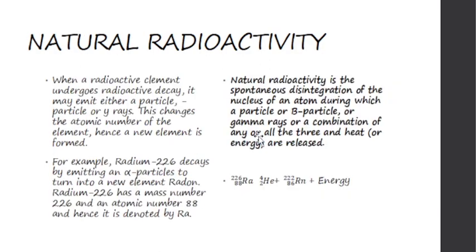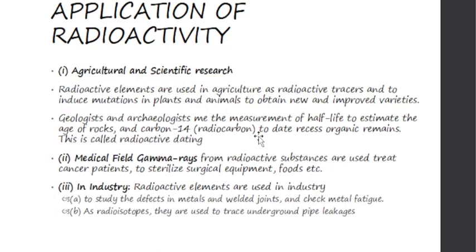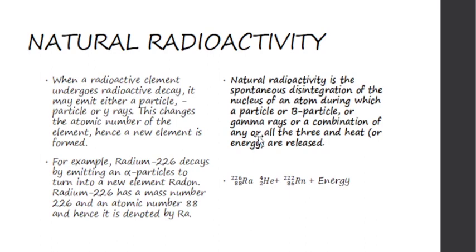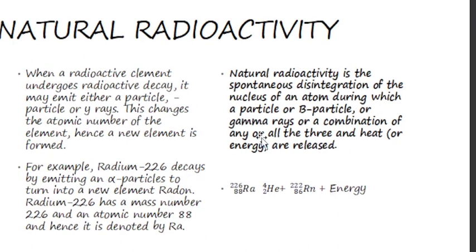We go into the next one, which is natural radioactivity and artificial radioactivity. Now, when you say that radioactivity is natural, it basically simply means that the radioactive element undergoes radioactive decay without external force. When a radioactive element undergoes radioactive decay, it may emit either a particle or gamma rays. This changes the atomic number of the element, hence a new element is formed. For example, radium-226 decays by emitting an alpha particle to turn into a new element, radon.